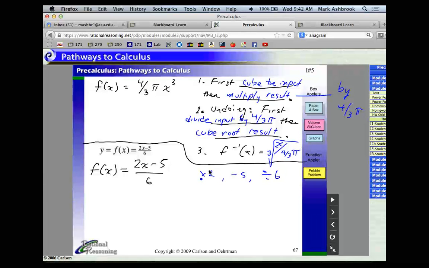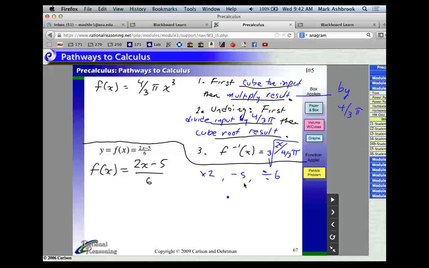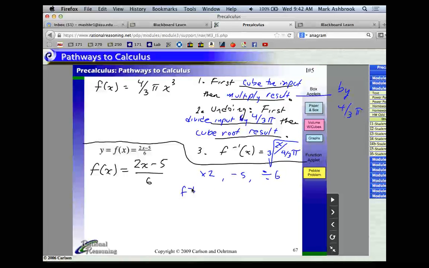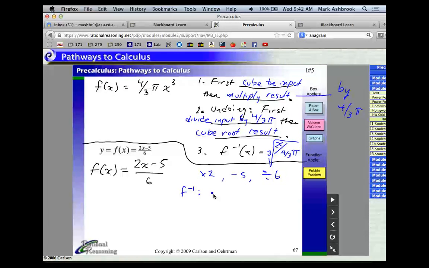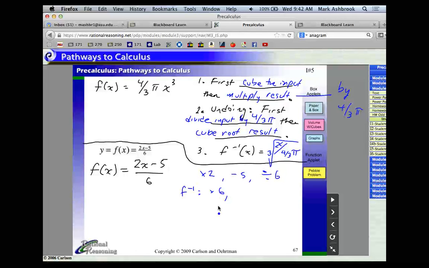So here's the thing: each time you take the result of the one before. So you subtract 5, then you divide by 6. So the inverse is going to be like what? What's first? Multiply by 6. Then add 5 to that result. And then divide that whole thing by 2. So we're going to first take the input and do what? Multiply by 6. Then add 5. Divide the whole thing by 2.